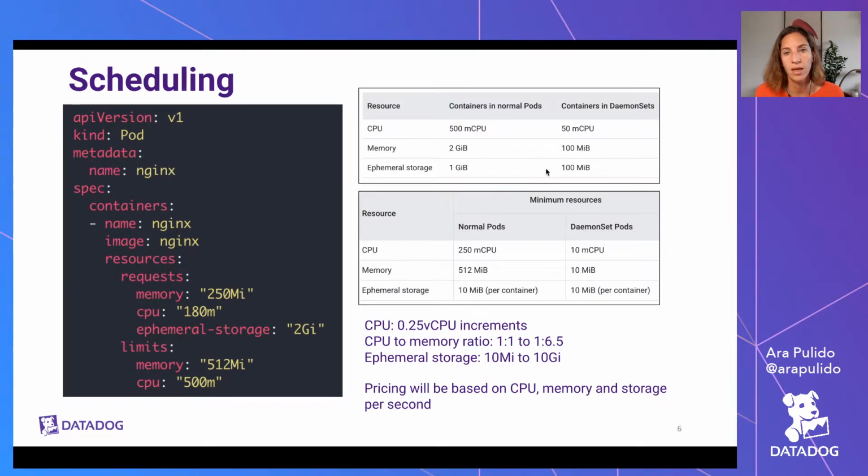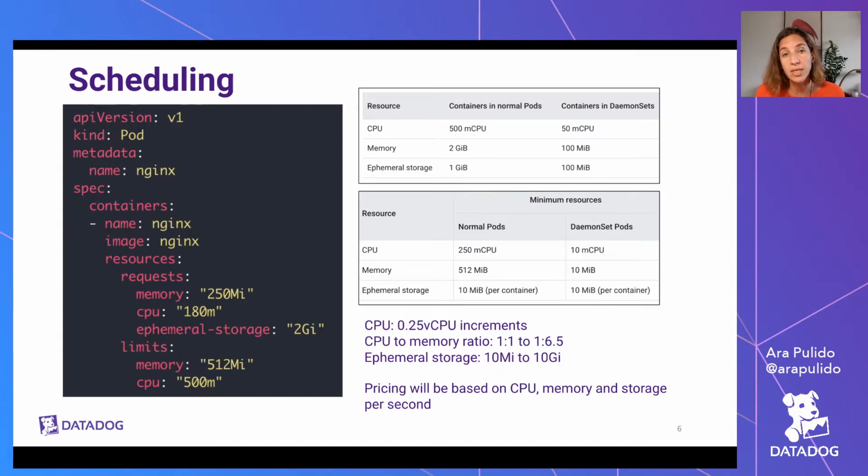These are the defaults. So if you don't put your resources definition in your pod, it's going to say, okay, by default, if there is nothing described here, I'm going to do 500 millicore for pods in a deployment, for example, and 50 millicore for those on daemon sets. So these are things that you need to take into account.